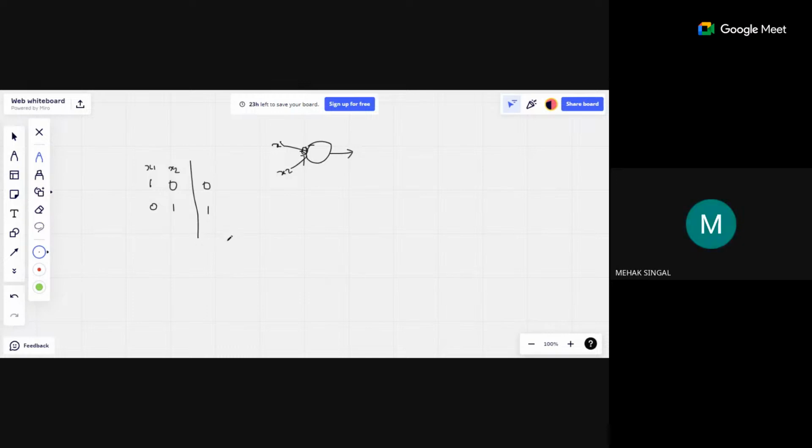And the threshold I'm using is 1, so x1 plus x2 is greater than or equal to 1. Okay. Then when I draw a graph of this, I put 1, 0 and 0, 1 respectively.